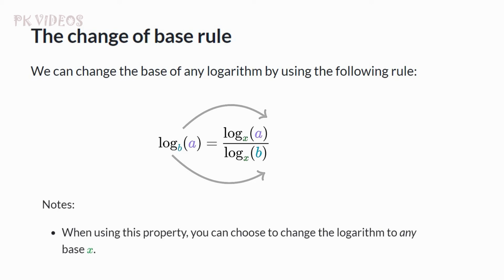When using this property, we can choose to change the logarithm to any base x. So we can take any base of x. But since in the calculator we have base e and base 10, it will be easier for us to take it as base 10.